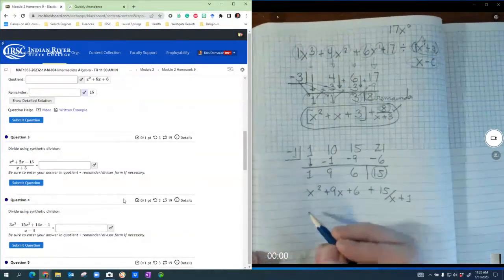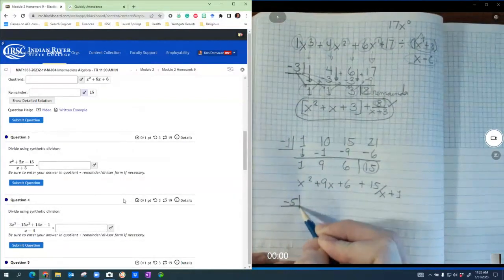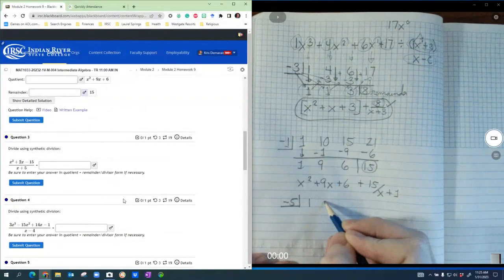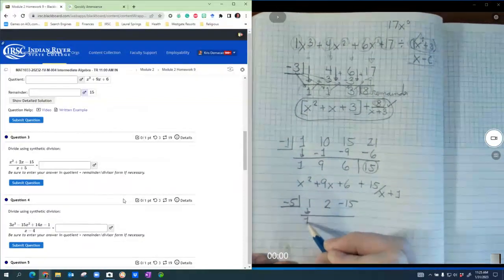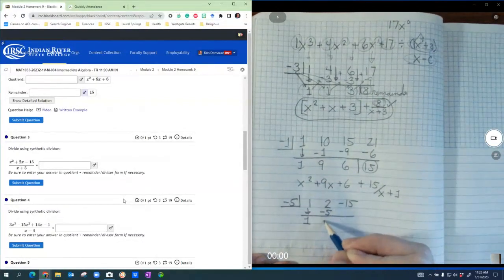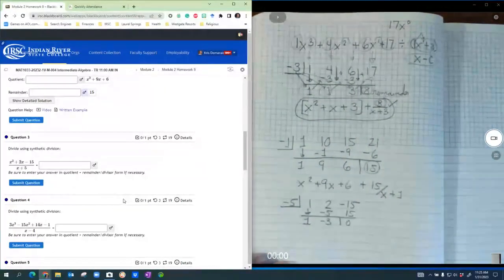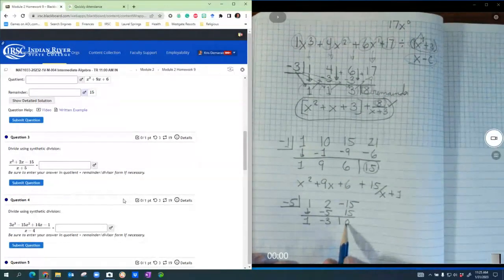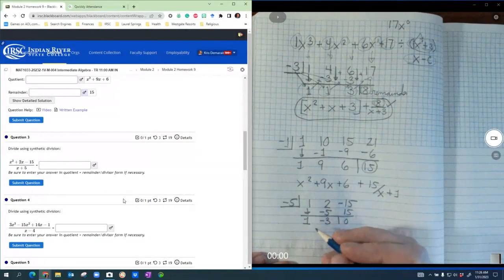Now we see here, it's written a little bit differently. We're just going to go ahead and put negative 5 for the box. 1, 2, negative 15. Drop, multiply, add, multiply, and we get 0. When that results to 0, that's kind of significant. It means that this is divisible. So when it's divisible, it means this is a 0 of the polynomial.